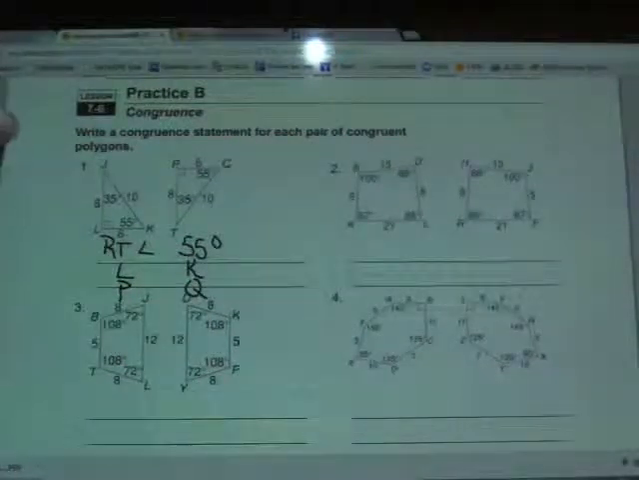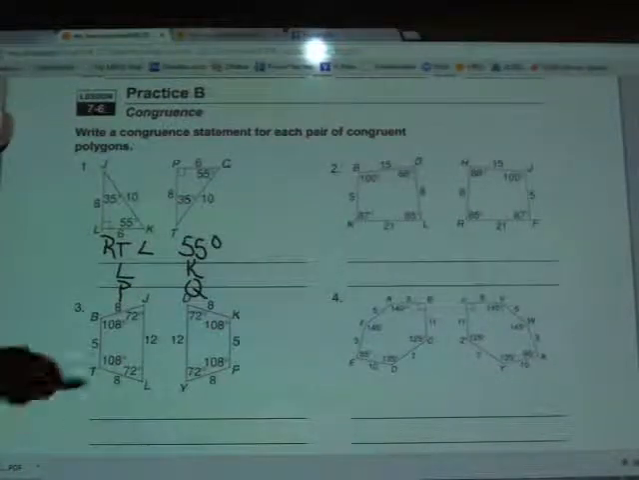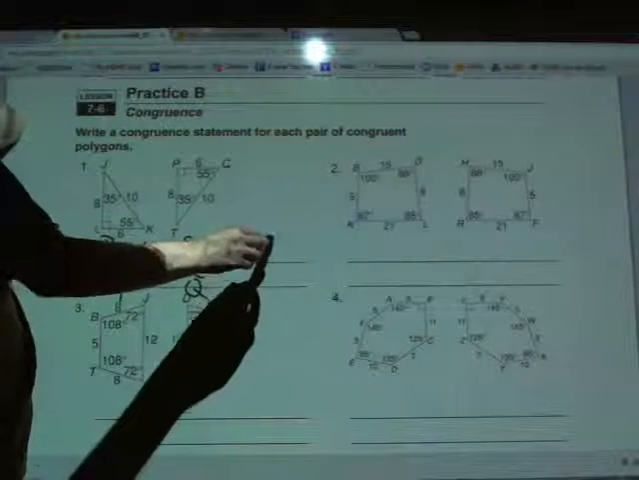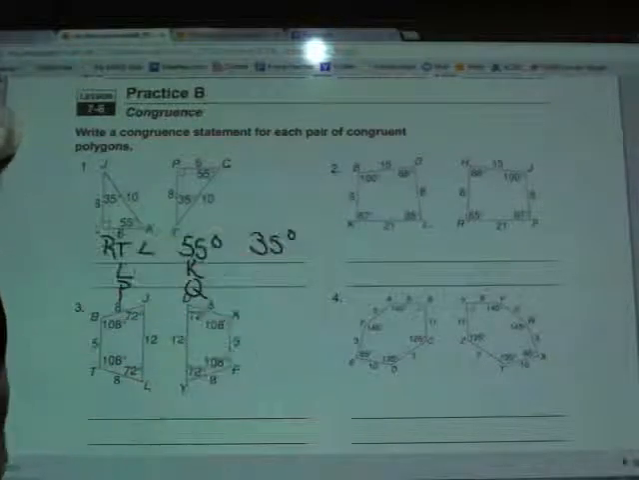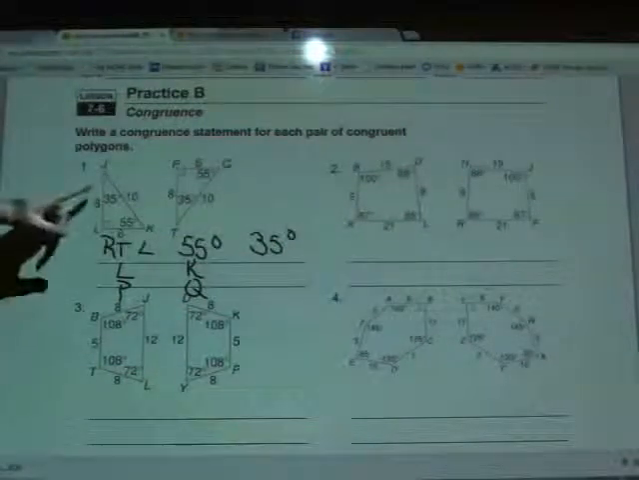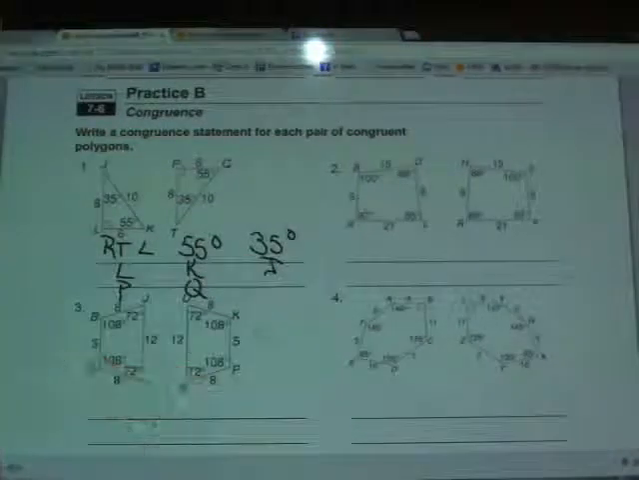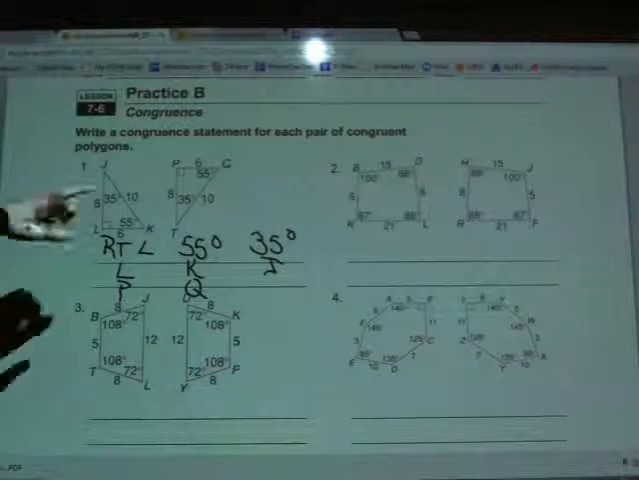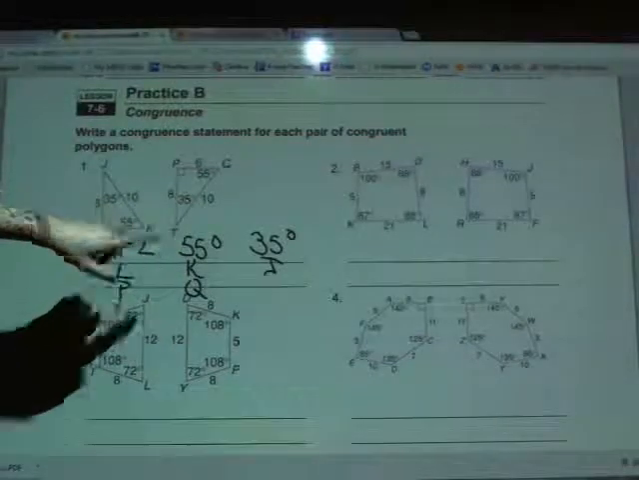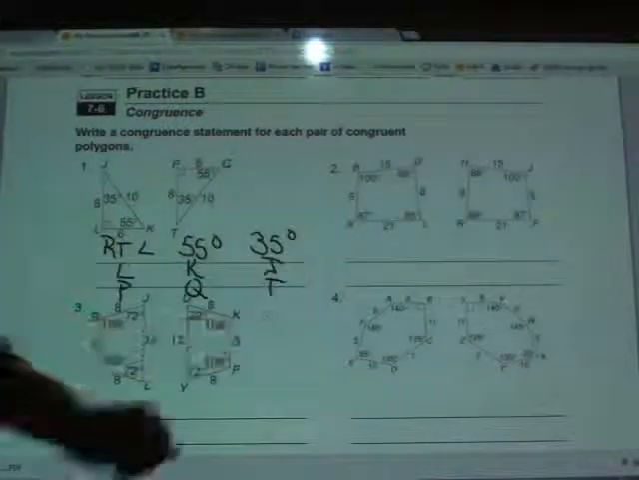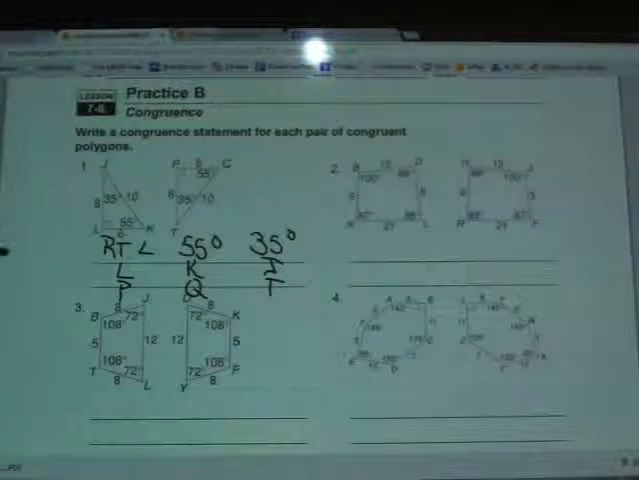So the only angle now we have left to match up is the 35-degree angle, which is what I'm going to do last here. In the illustration on the left, that's angle J. In the angle on the right, that's angle T. And there's our congruence statements lined up.